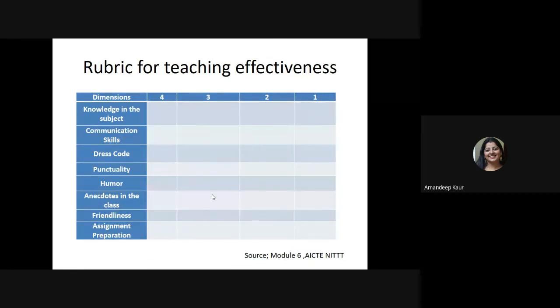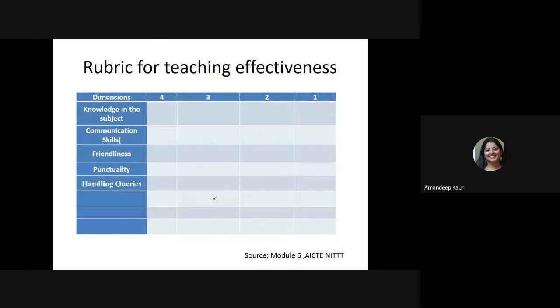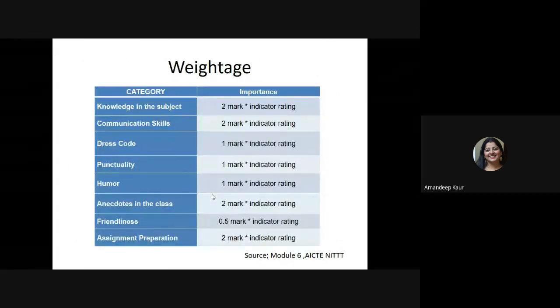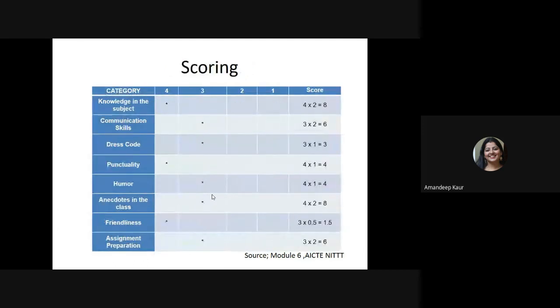We can also prepare a rubric for faculty development purposes. So a rubric for teaching effectiveness involves many dimensions along with 4 different scales: knowledge in the subject, communication skill, dress code, punctuality, and other dimensions can also be classified at departmental level. Say for example, the weightage given to knowledge in the subject is 2 marks, communication skill 2 marks, dress code 1 mark. Now the scale distribution is 4 marks, 3, 2 and 1.